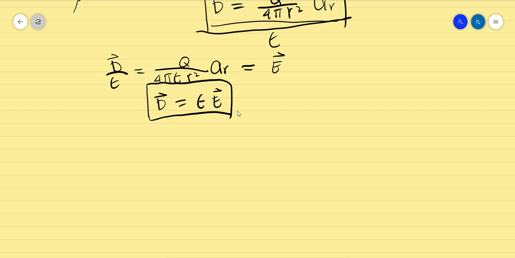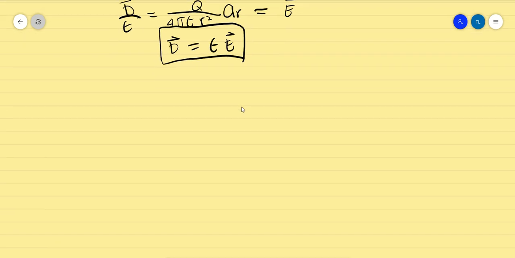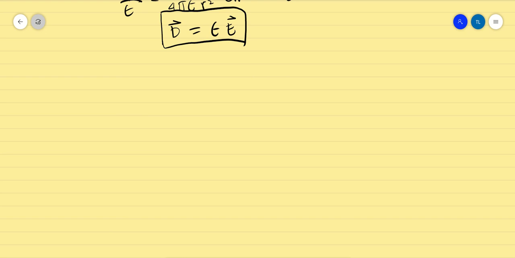So if we apply the Gauss's law, you need to know the direction. So if you know the direction of the field, then you know the direction of the flux density. If you want to solve the field, you multiply the permittivity with the flux density, and if you divide it with permittivity, then you have the field. So this is a very important concept, especially when we apply the Gauss's law.